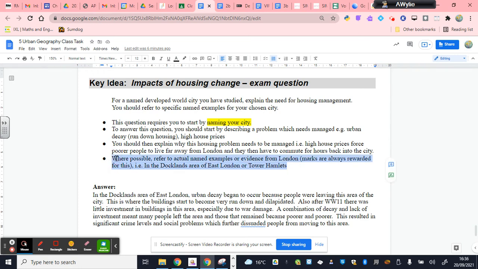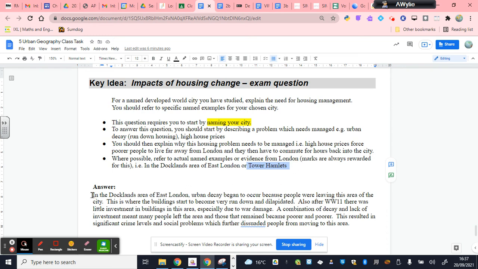Now, finally, you can pick up marks in this type of question for this. Where possible, refer to actual named examples or evidence from London. Marks are always rewarded for this. So depending on the amount of marks allocated to a question, you will be rewarded 1 or possibly 2 marks from doing something like in the Docklands area of East London or Tower Hamlets. You'll see these two referred to in the text.